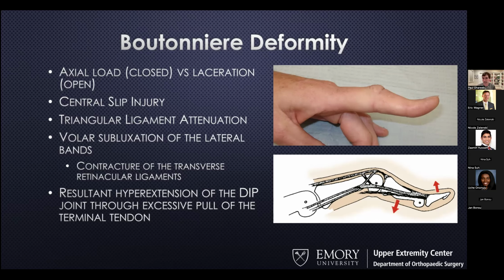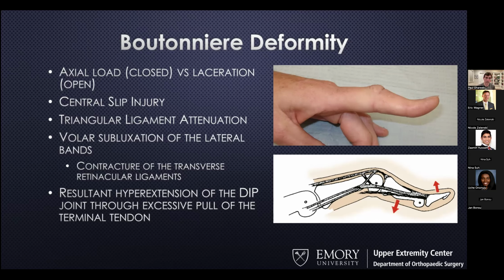The transverse retinacular ligaments can become contracted and pull the lateral bands down and keep them down, and that can affect your treatment. And so if that happens, you need to correct that. With that volar subluxation, your lateral bands sublux volar to the axis of rotation of the PIP joint.